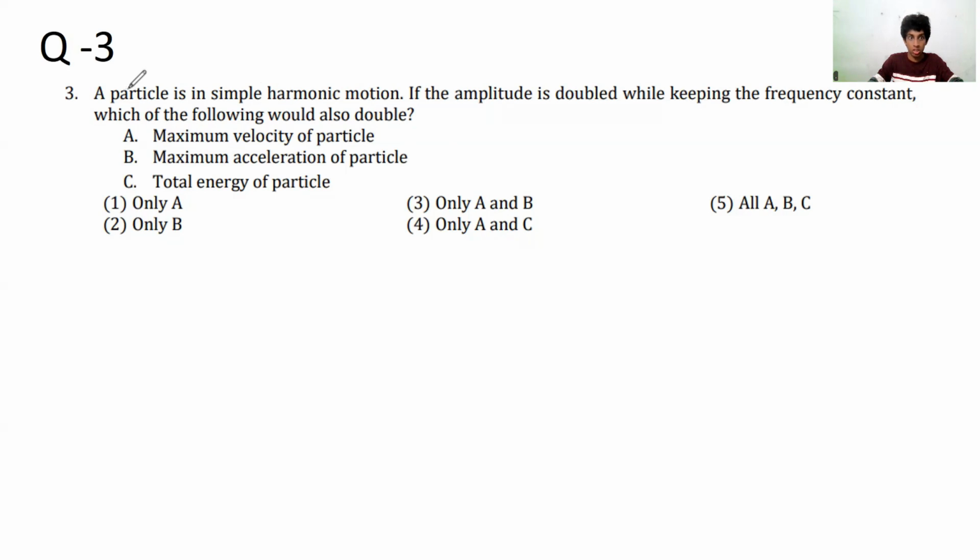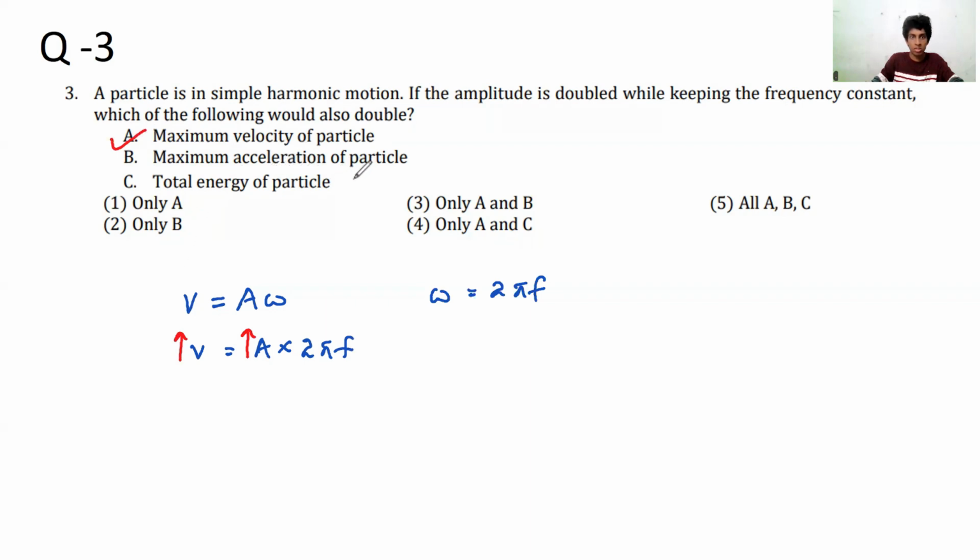Question number 3. A particle is in simple harmonic motion. If the amplitude is doubled while keeping the frequency constant, which of the following would also double? A. Maximum velocity of a particle. The maximum velocity of a particle, V, is equal to A omega, and omega is equal to 2 pi f. So V will be A into 2 pi f. So when we double the amplitude by keeping the frequency constant, velocity also doubles. So A is correct.